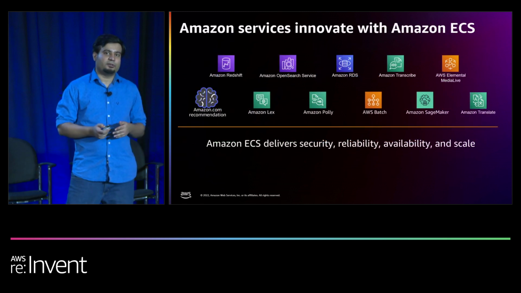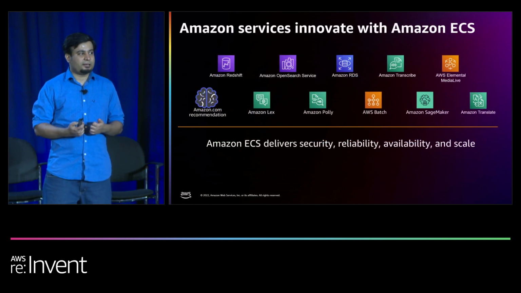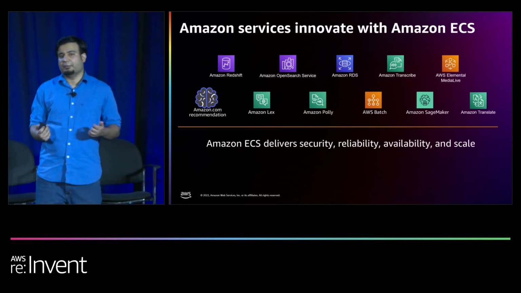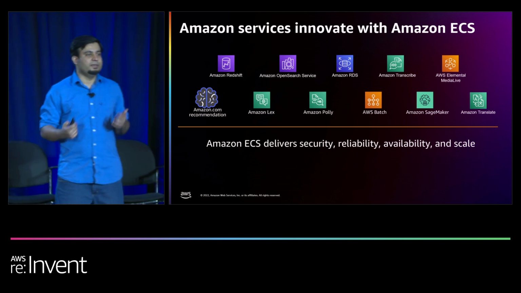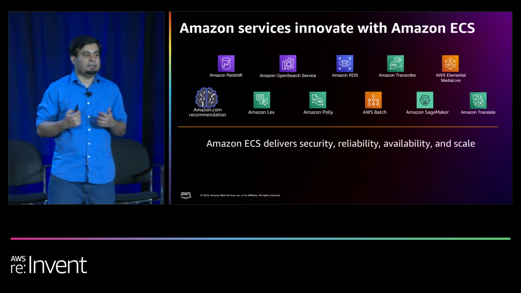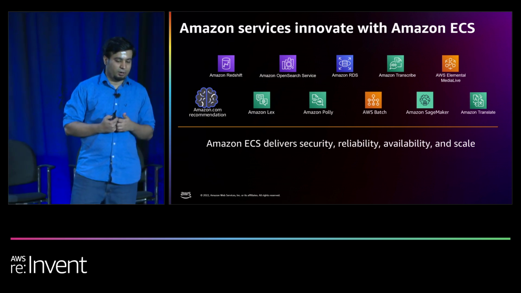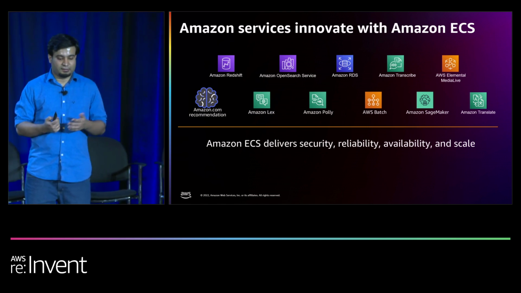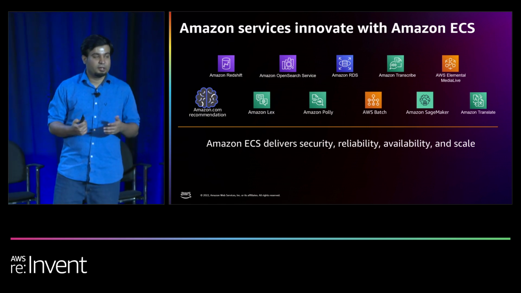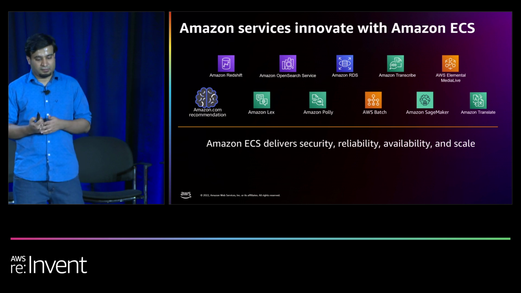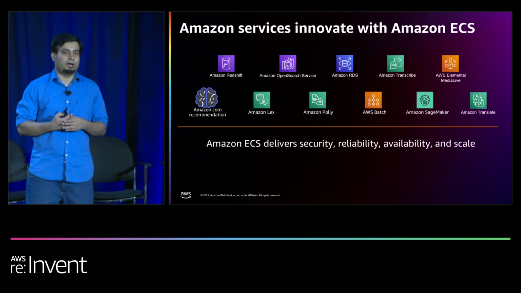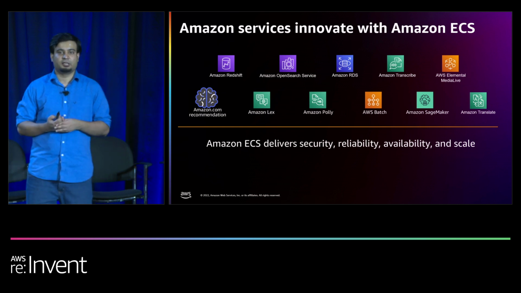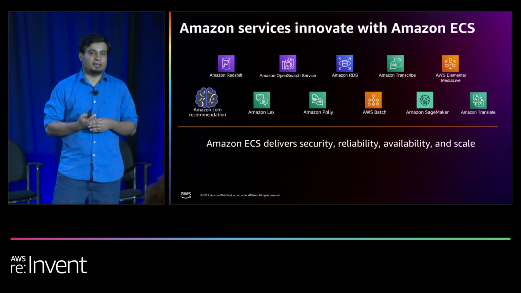Also, it's not just our customers that are building innovative solutions on ECS, but a lot of Amazon services that you may already be using are using ECS under the hood as a building block. This includes traditional database services like Redshift, RDS, AI/ML services like Amazon Transcribe or Amazon Polly, as well as the batch processing system, AWS Batch, which actually runs ECS under the hood.